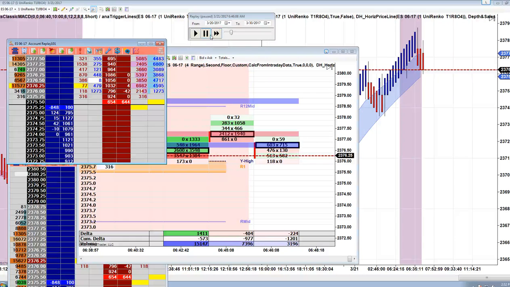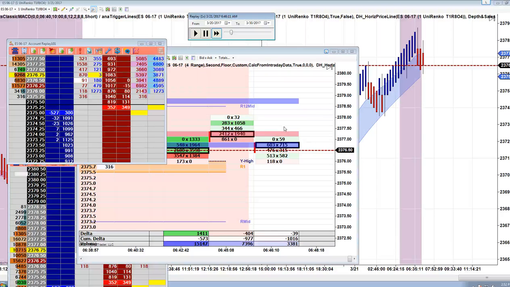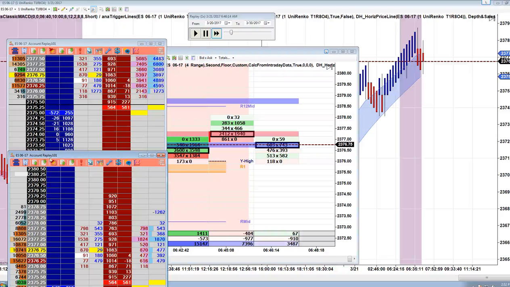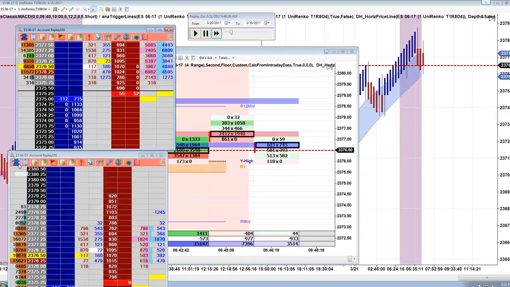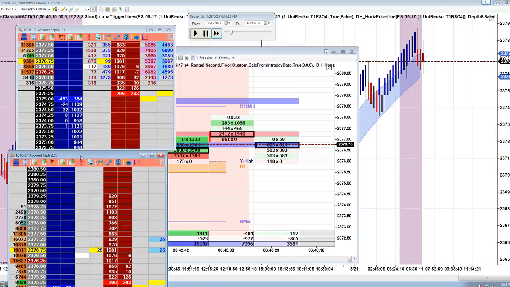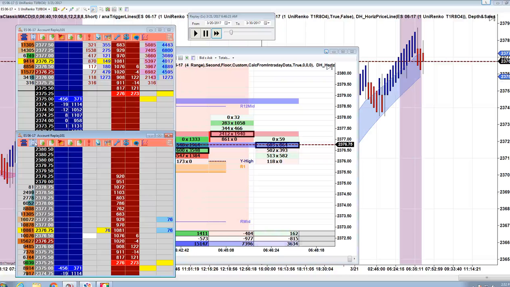So let's turn this on again and see what happens. Footprint says it's going down. The Jigsaw platform says it's going down. Now here, I'm going to clear this out just for a minute, so that you can watch.